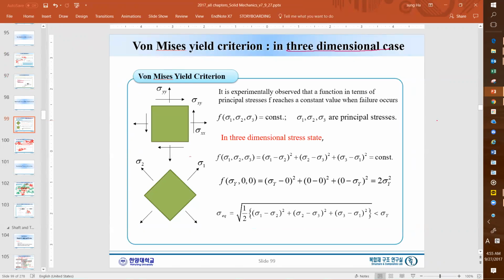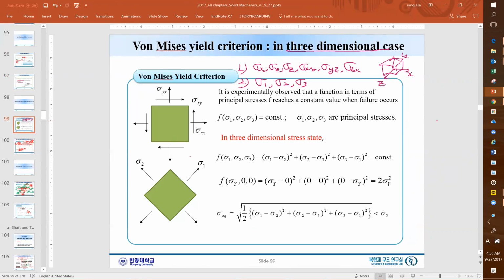In three-dimensional cases, first we have sigma x, sigma y, sigma z, sigma xy, sigma yz, and sigma zx, all 6 components like that. Now the second step is that we calculate the principal stresses, sigma 1, sigma 2, and sigma 3. What are principal stresses? Principal stresses are the stresses which have a maximum tensile stress in a certain direction. In other words, let's say we have x, y, z and this 6 component stress.